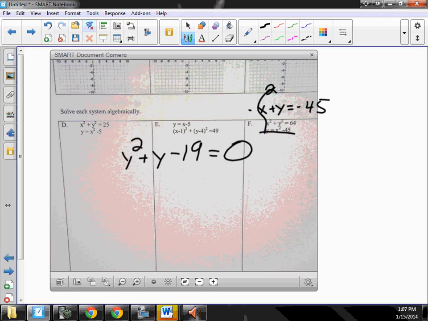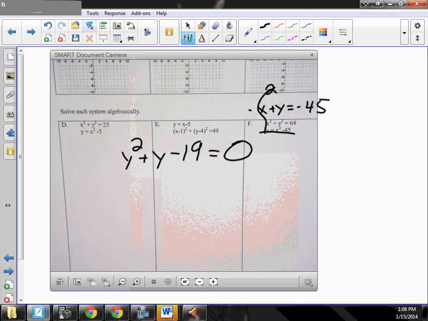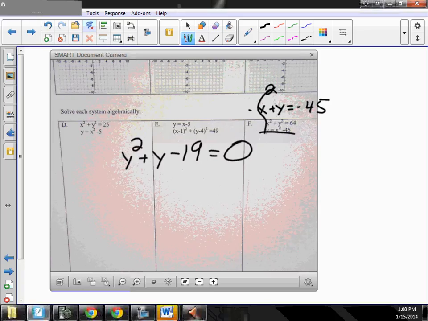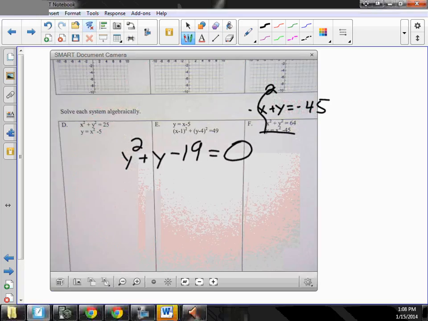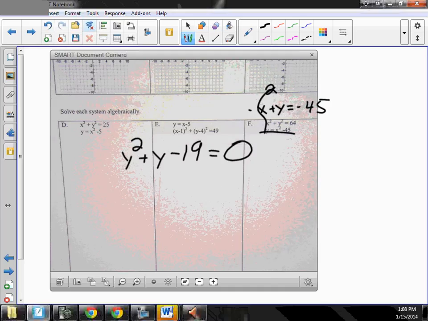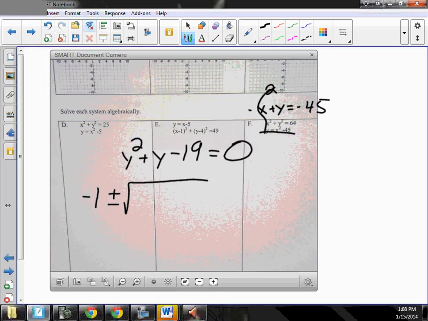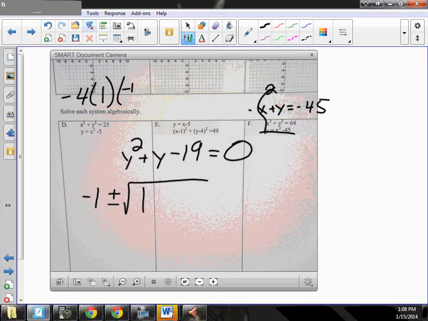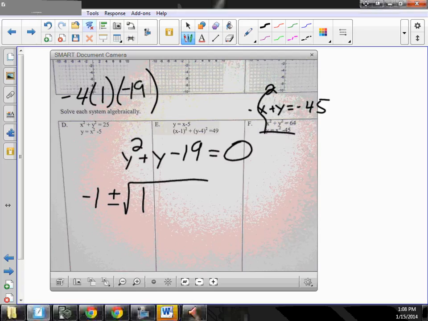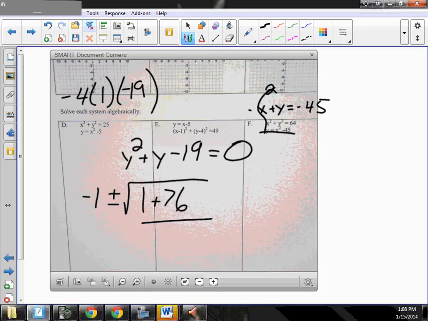Does that factor? Are there factors of negative 19 that add to be 1? No. So we have to use either complete the square or the quadratic formula. Okay, so negative 1 plus or minus the square root of 1 times 1 is 1. Negative 4 times 1 times negative 19 is positive 76. So plus 76, over 2.